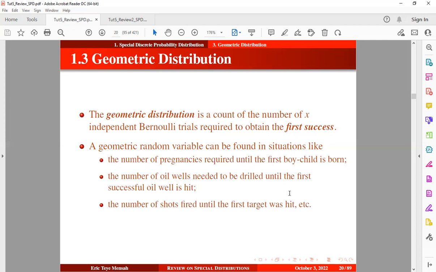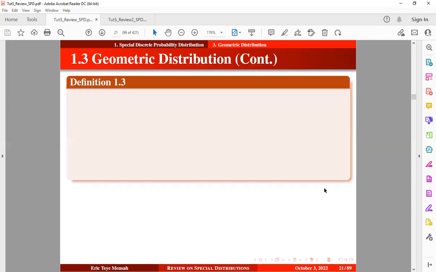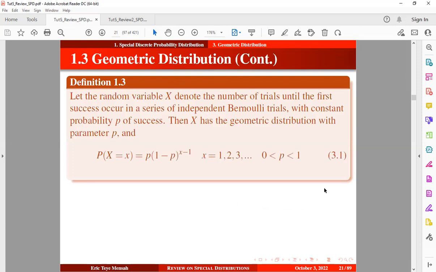All right, so let's take a look at the formal definition for the geometric distribution. Let the random variable x denote the number of trials until the first success occurs in a series of independent Bernoulli trials with a constant probability p of success. Then x has the geometric distribution with parameter p and PMF as defined in equation 3.1. So here, the probability of success is p, 1 minus p is the probability of failure, and x is the number of trials until the first success.